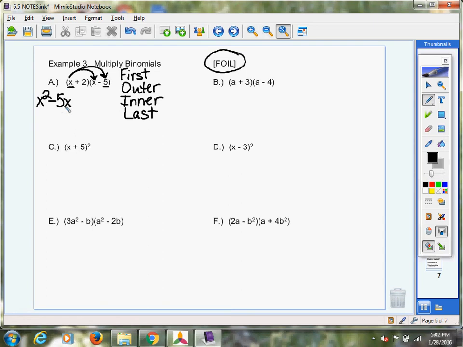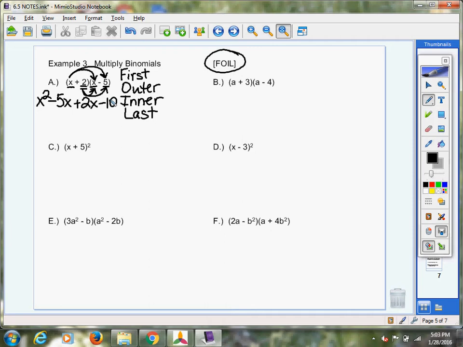Inner means the inner two terms. They're inside of the outer terms. And so you're going to do 2 times x, which is positive 2x. And then last is multiply the last term in the first quantity times the last term in the second quantity. 2 times -5 is -10. When you do FOIL and you multiply, you should get 4 terms, one for each multiplication that you did.